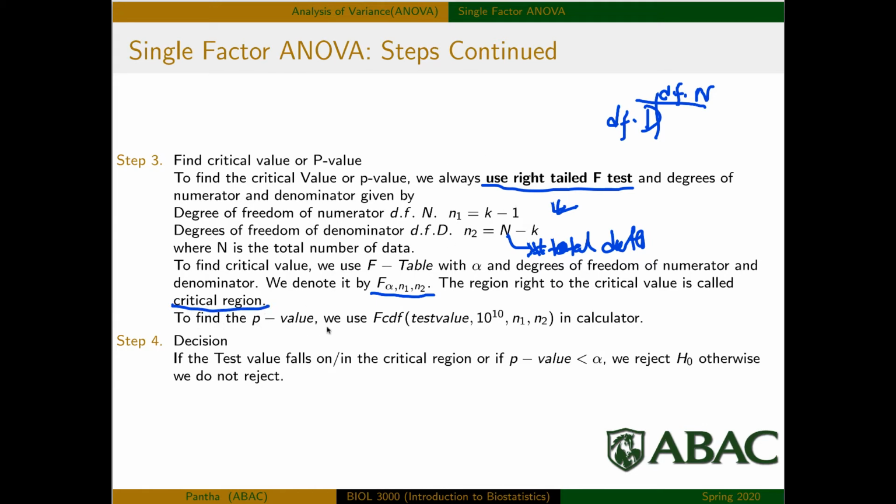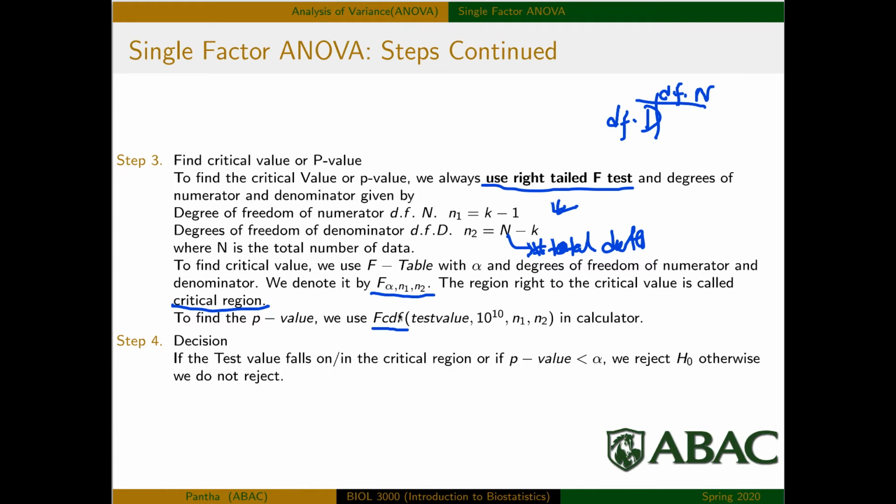To find the p-value, you can use the calculator FCDF, with the test value, and then 10 to the 10, a big right value you take, and then n1, n2, degrees of freedom of numerator and degrees of freedom of denominator, in the calculator. And the decision is, if the test value falls in the critical region, or if the p-value is less than alpha, we reject the null hypothesis. Otherwise, we do not reject the null hypothesis. Okay, guys.